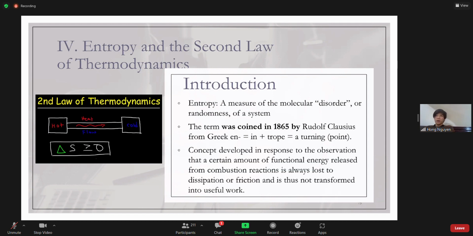This concept was developed initially in response to the observation that a certain amount of functional energy released from a combustion reaction is always lost. We have losses during combustion due to dissipation or friction, and this loss is not transformed into useful work. That's why in the next step you will see the link between the heat lost from the system and the change in entropy. Originally this concept was developed to explain the observation that in a real system we always have a loss of energy.